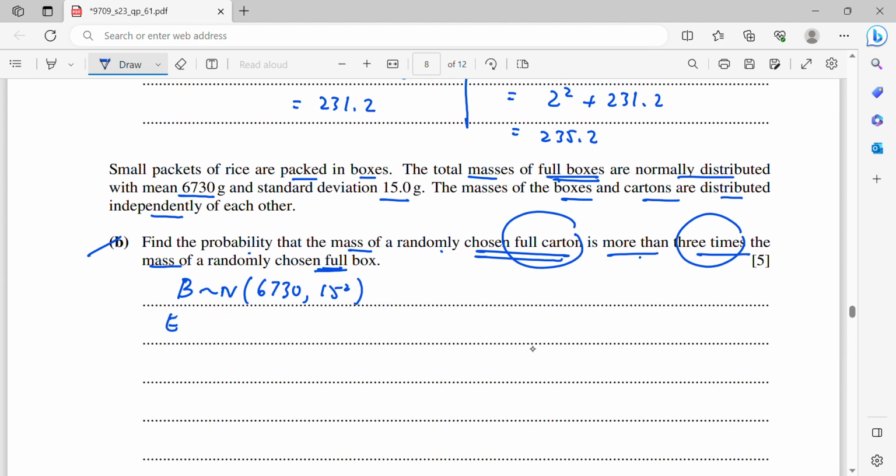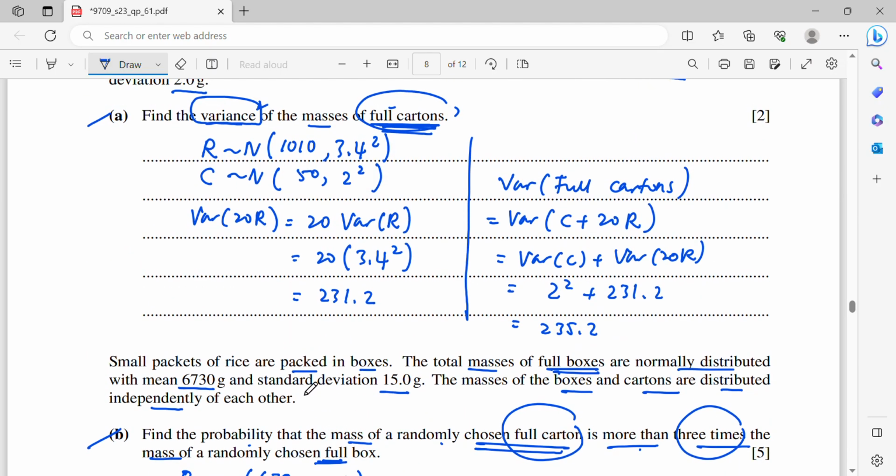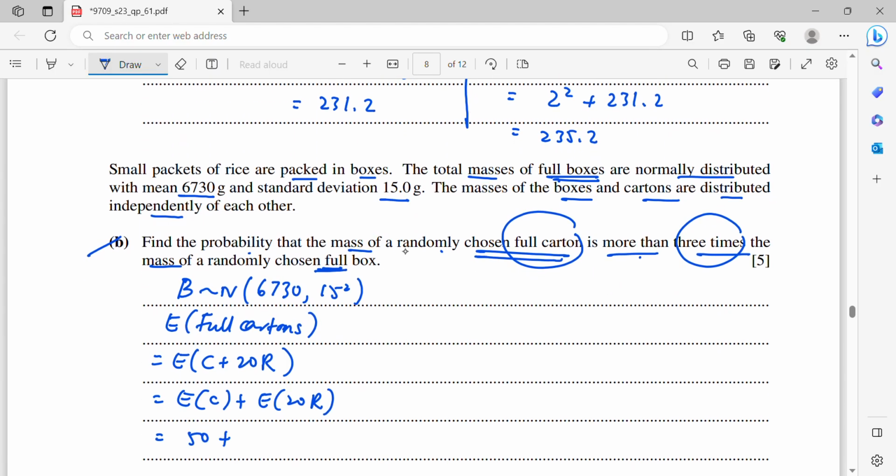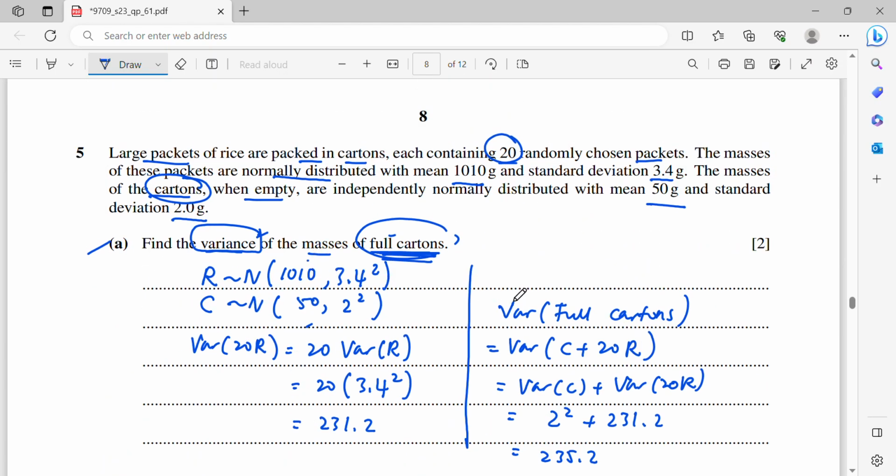So the expected value of full carton equals E of C plus 20R, so it will be E(C) plus E(20R). The E(C) from the previous is 50, plus E(20R). Remember, 20R is a summation of R, you sum it 20 times. So it will be the same as 20 E(R). So 20 E(R), and E(R) is 1010.